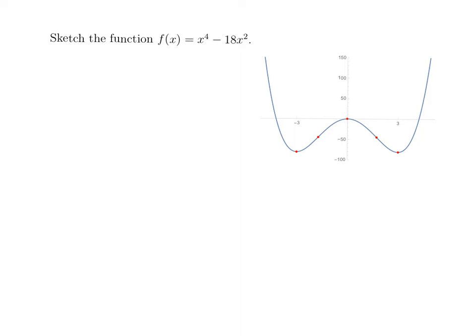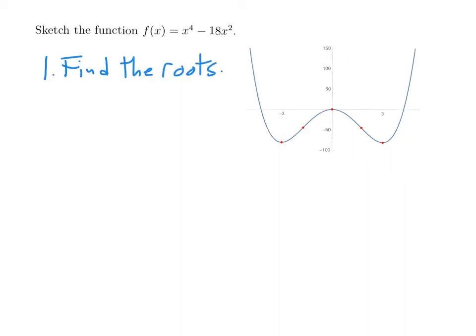This problem asks us to sketch the function f(x) = x^4 - 18x^2. It's going to be a great example of the way that you can combine algebra and calculus in order to understand what the shape of a function is going to be. The first thing we're going to do is locate the roots of the function, the place where the function equals 0.